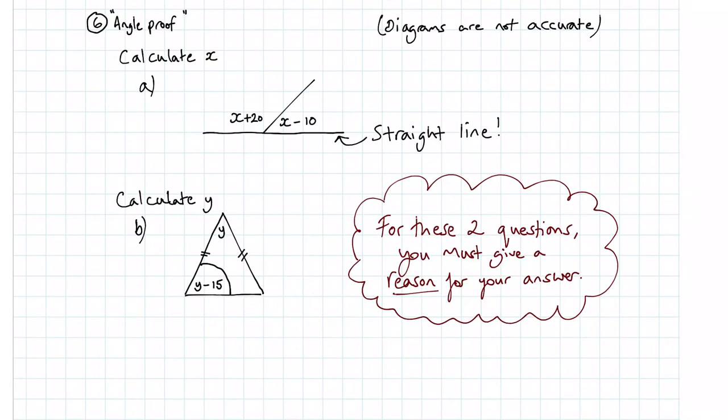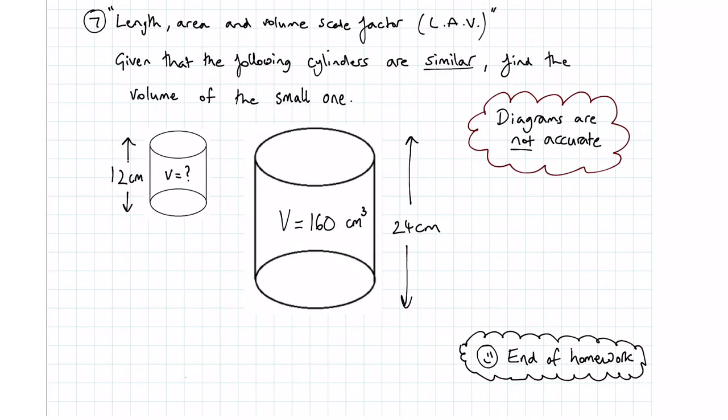Question 7. LAV, length, area and volume scale factor. Again, this word's similar. If that wasn't in the question, you can't answer it, so do look out for that in the exam. Given that they are similar, you've got a connection between these 2 sides here. That's your length scale factor, so if you look at that, that then tells you, hopefully, enough to unlock this part of the problem, to understand the connection between the volumes.